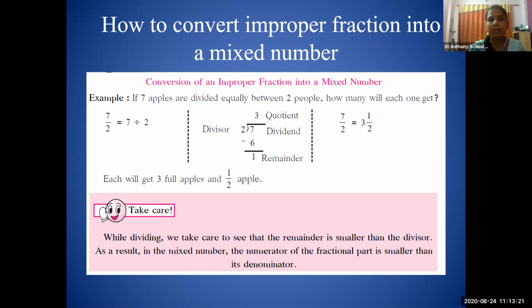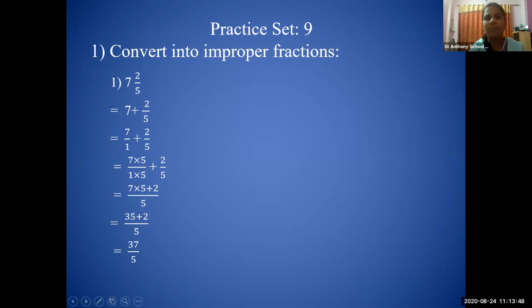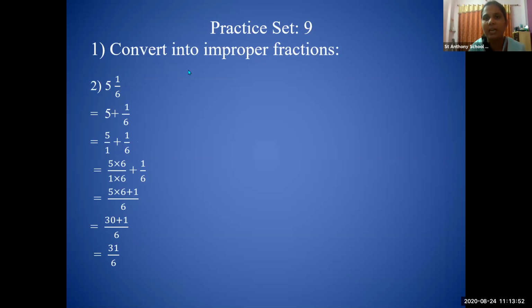Okay. Understood, everyone? Let me know in your chat box if you understood it. Yes. Okay, very good. Very simple sums actually these are, right? Okay, very good response, everyone. So, let's take another example. Convert into improper fraction means we have seen how to convert.